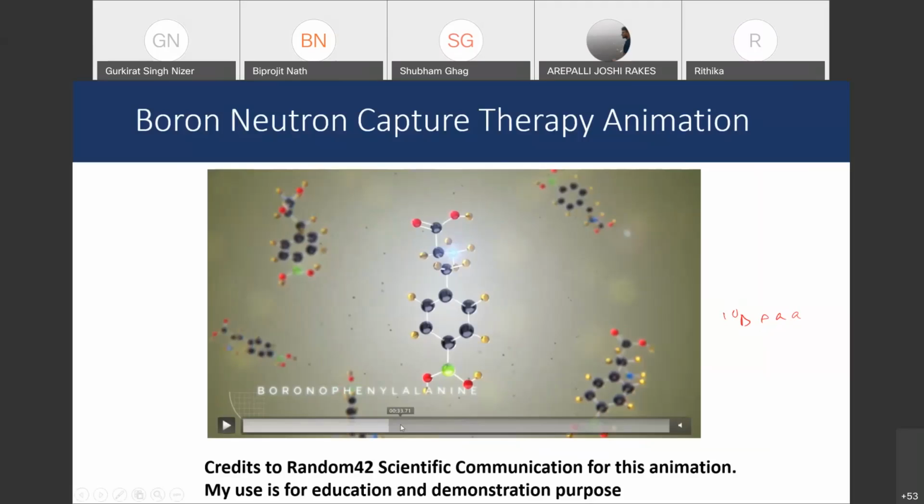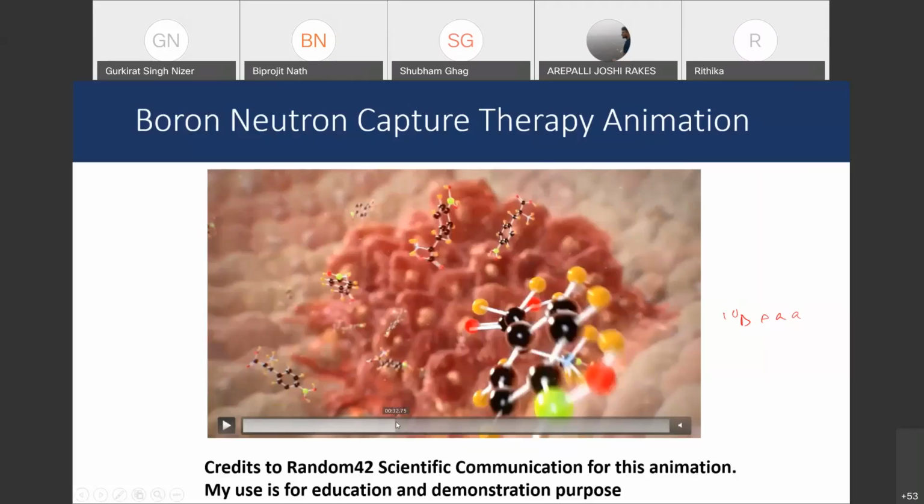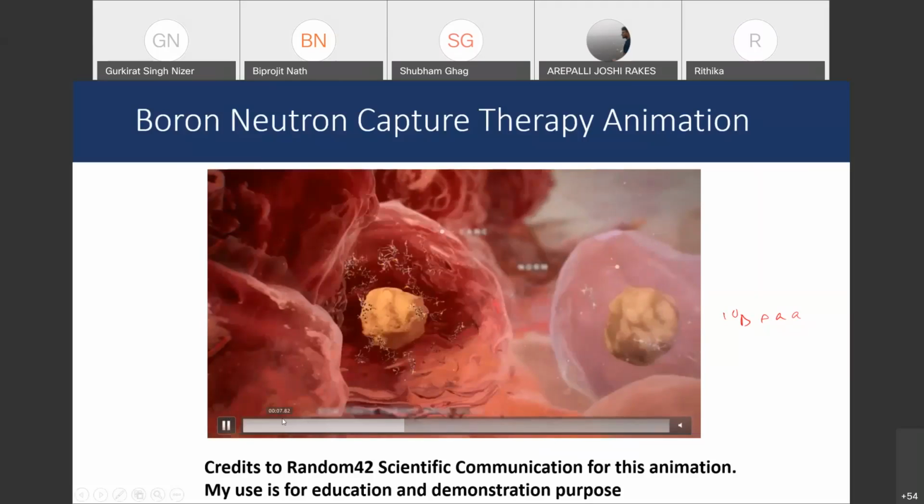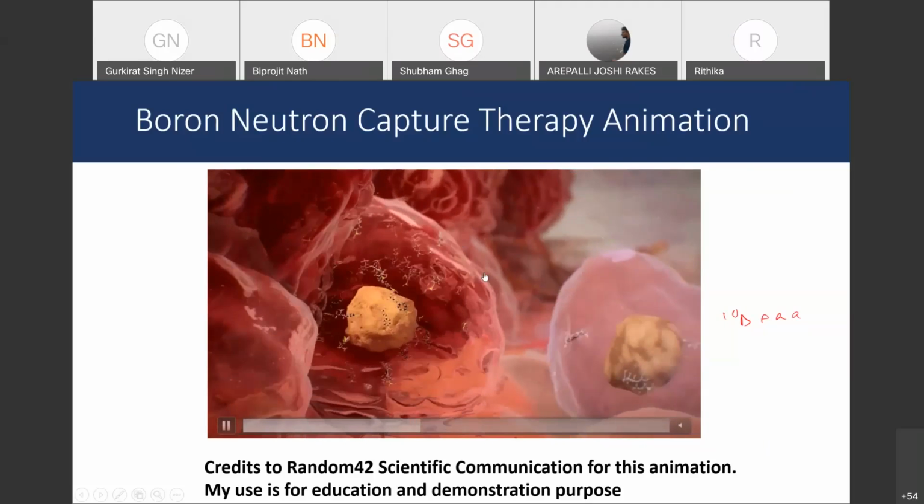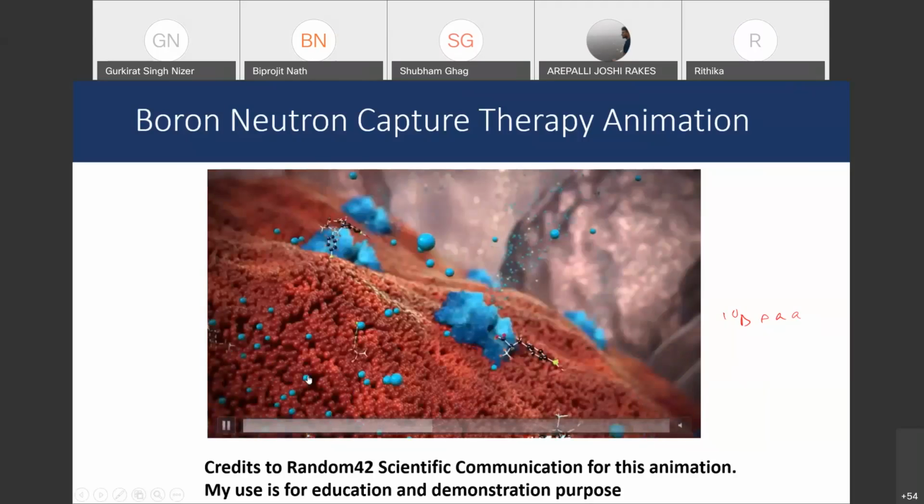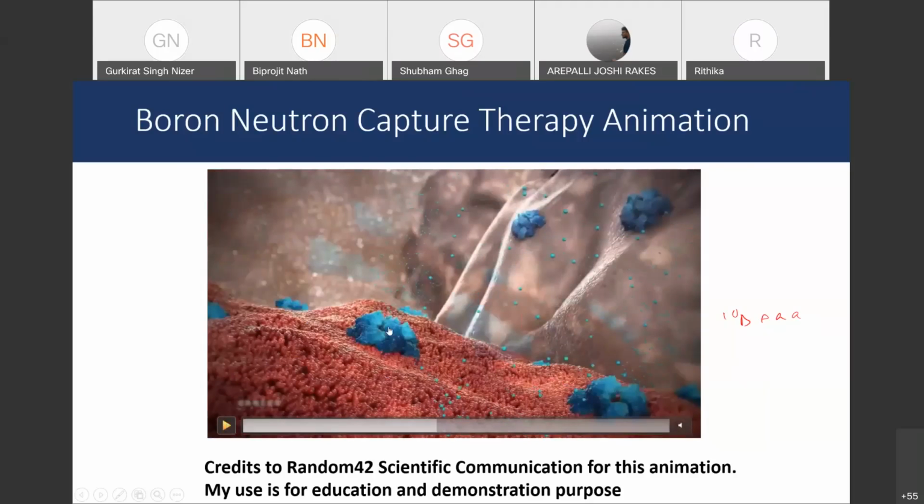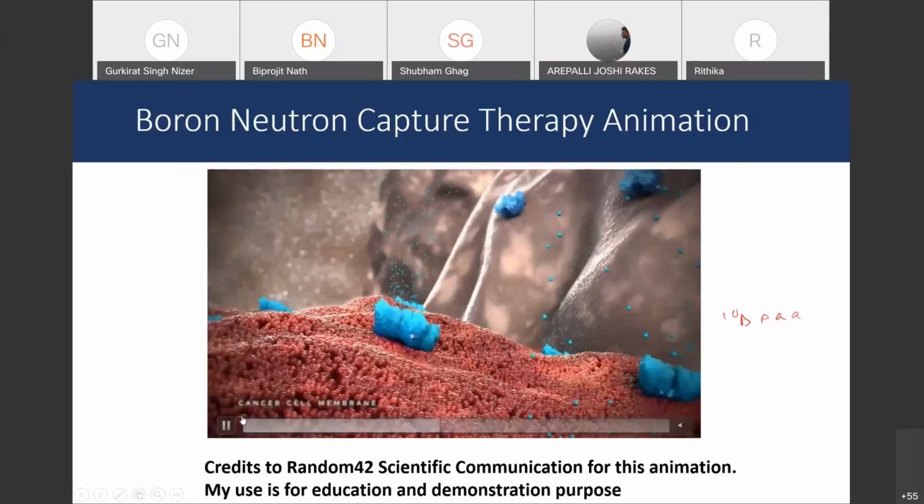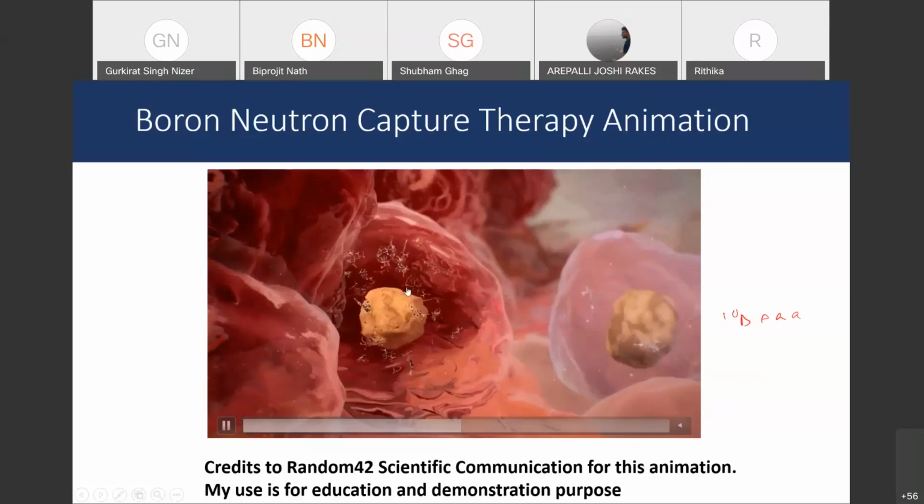And we know that tumor cells are highly glycolytic in nature. They express a higher amount of glucose transporting proteins on the cell surface. Apart from these, tumor cells also express a higher amount of amino acid transporting proteins. As we can see over here, because the cancerous cell has higher expression of these amino acid transporting proteins, boronophenylalanine enters inside the cell. The cancerous cell takes up more boronophenylalanine than the normal cell. Thus, there is a higher amount of boronophenylalanine inside the cancerous cell, whereas there is a very minimal amount in the normal cell.